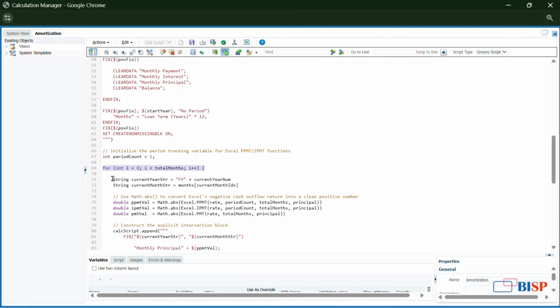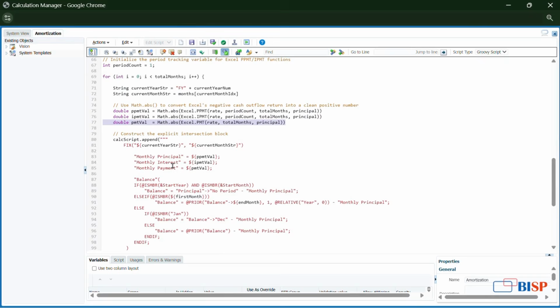Now we have the PPMT value variable. Earlier in Excel, we used the PPMT function. Oracle Groovy provides access to the same Excel financial function. The PPMT function calculates the principal portion of the payment for the current period. Next is IPMT. This calculates the interest portion of the current payment period, exactly like the IPMT formula used in Excel. Now next is the PMT value. This function calculates the fixed monthly payment amount, exactly like the PMT function we used in Excel.